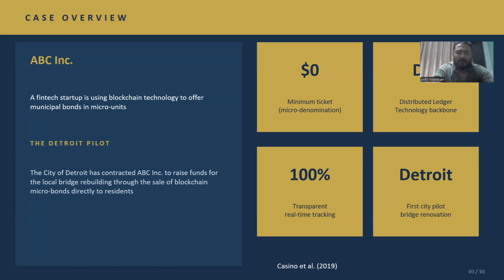So who is ABC Inc.? It is a startup company using blockchain technology to offer municipal bonds in micro units. Governments raise money for public projects this way, which has always been available only to big institutional investors. ABC company breaks that barrier using distributed ledger technology, which lets anyone invest in small amounts, even starting from zero. ABC company is used to raise funds for a local bridge renovation directly from its own residents. That's the entire marketing problem we are going to solve today.